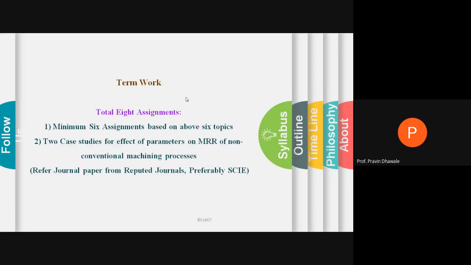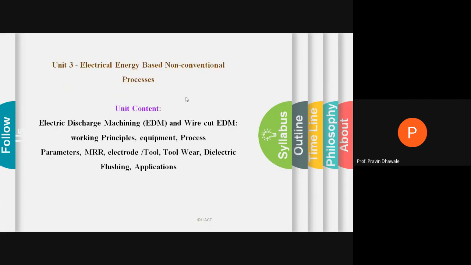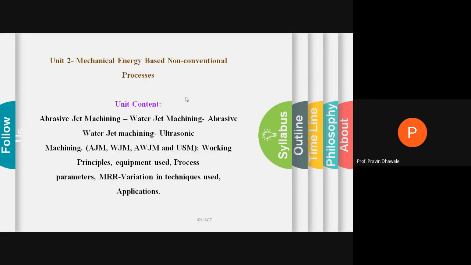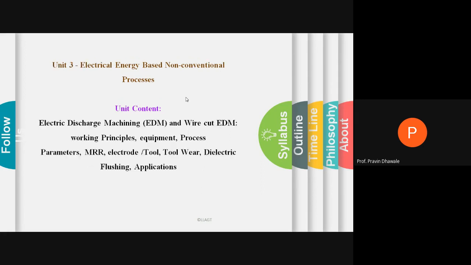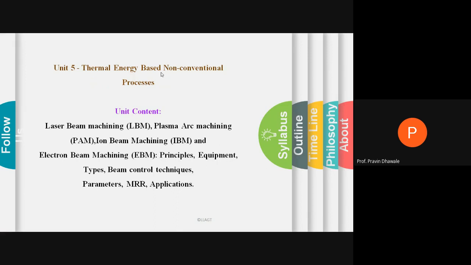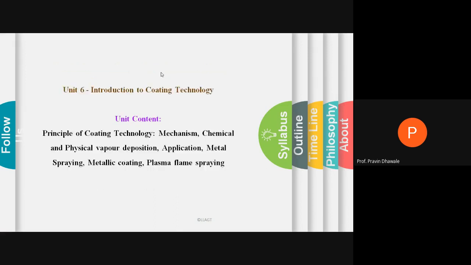So I repeat which chapters we have covered. First chapter, the overview of non-conventional processes. Second chapter, specifically for the non-conventional processes which are based on mechanical energy, so that chapter is the mechanical energy based non-conventional processes. Third chapter, the non-conventional processes based on electrical energy. Fourth one, chemical and electrochemical energy based systems. Fifth one, thermal energy based non-conventional processes. And the last one, the introduction to coating technology. So that is all about the course or subject we have to study under this semester.